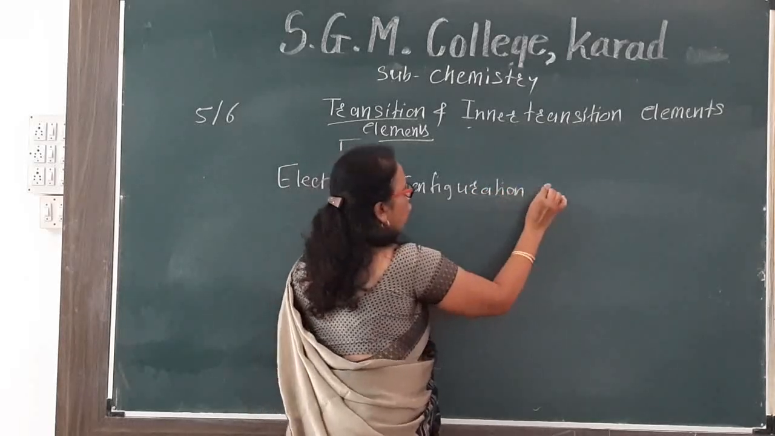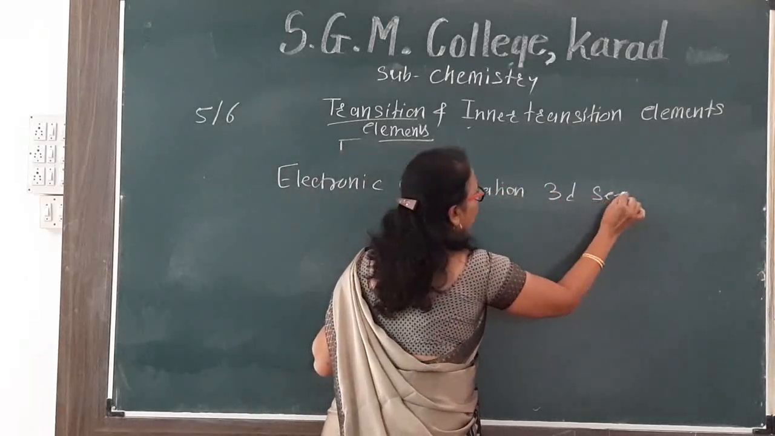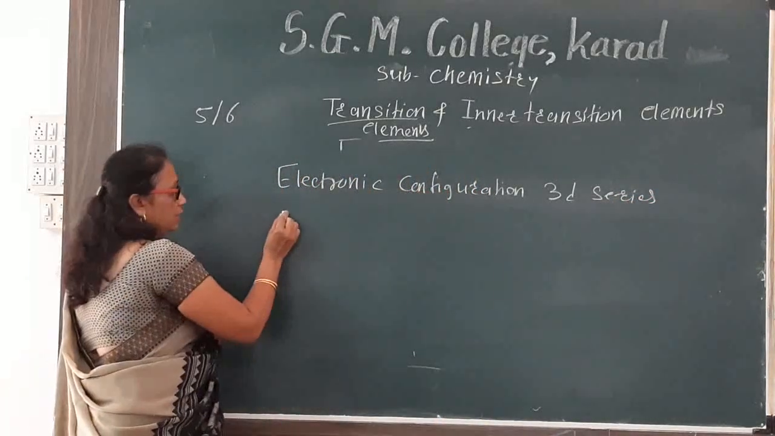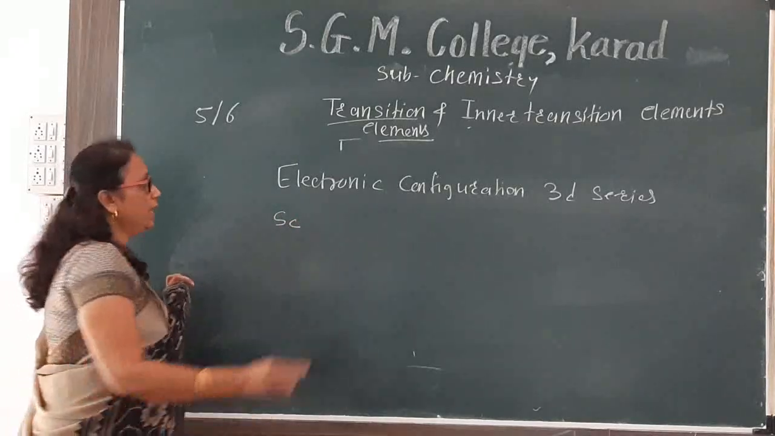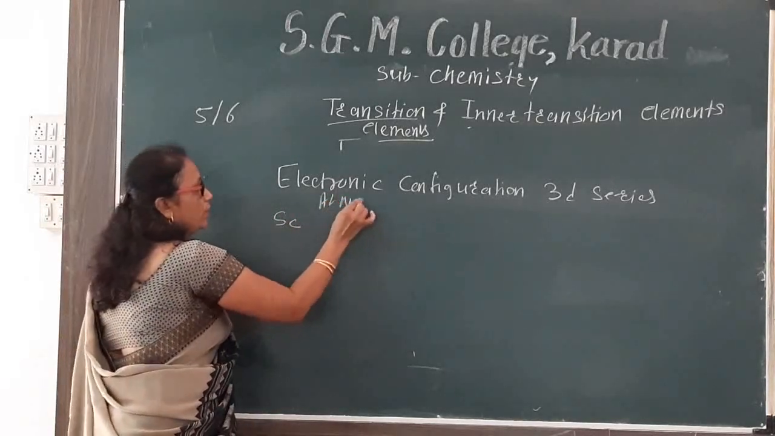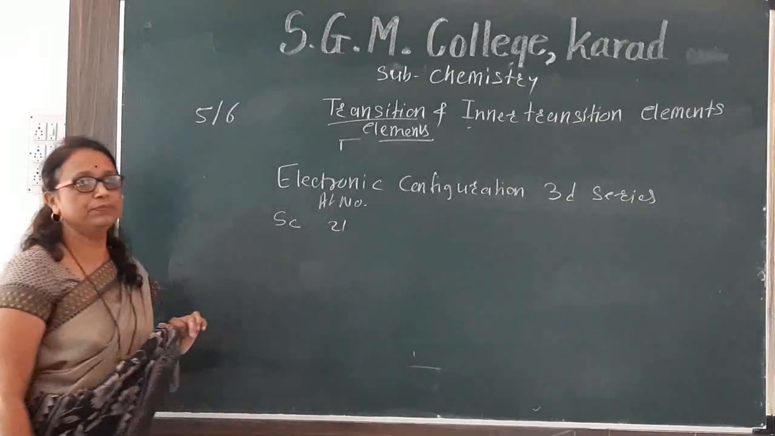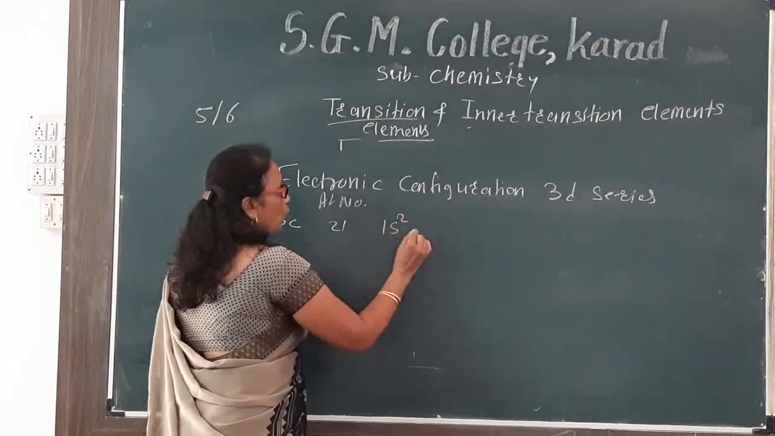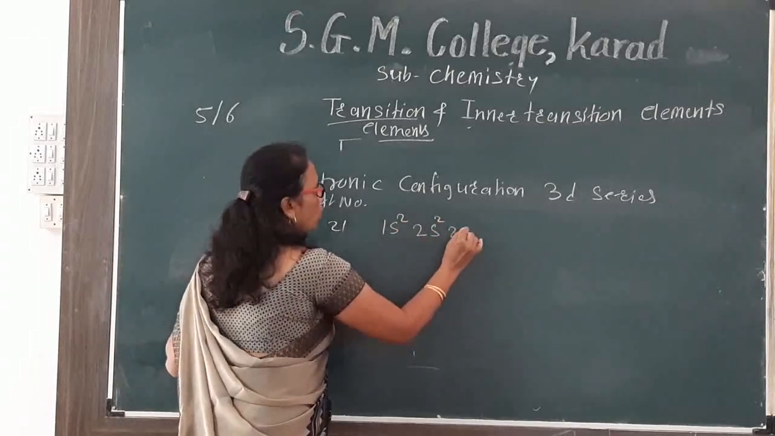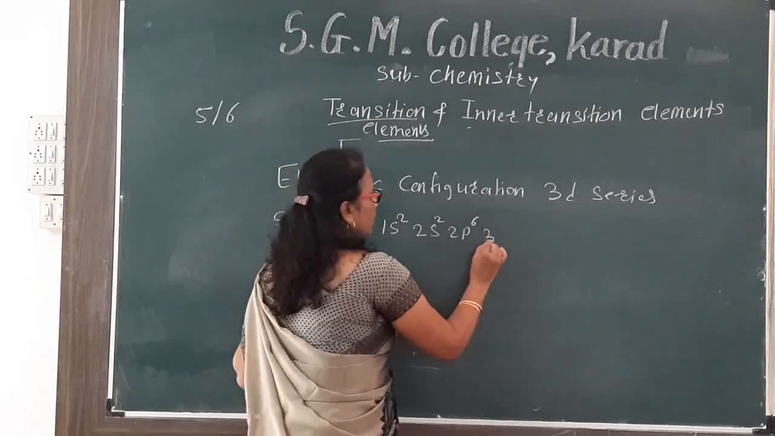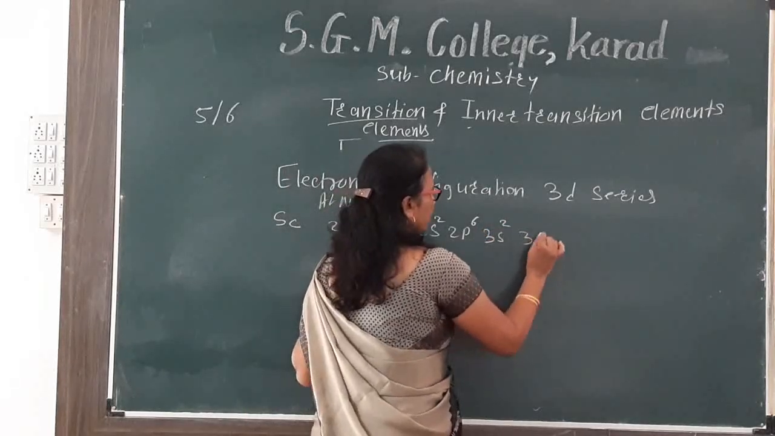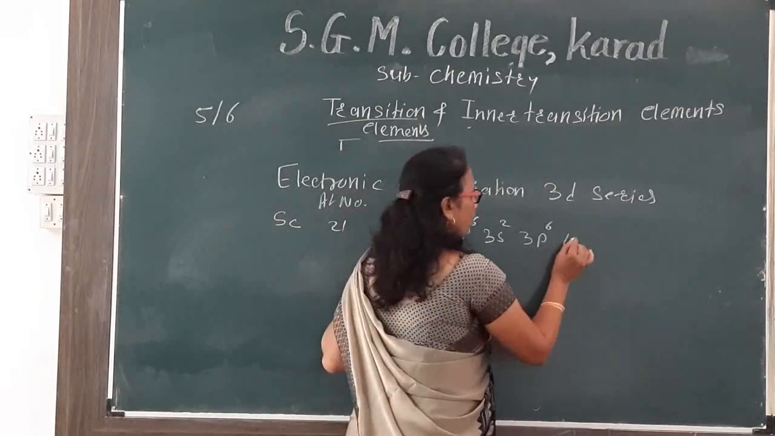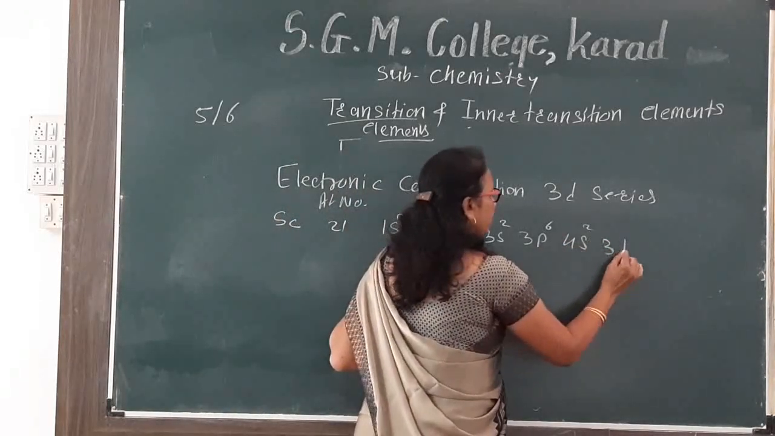Electronic configuration of the 3d series, or first transition series. The first element is scandium. Its atomic number is 21. Its electronic configuration is 1s2, 2s2, 2p6, 3s2, 3p6. Now electrons enter the 4s2 and 3d1.